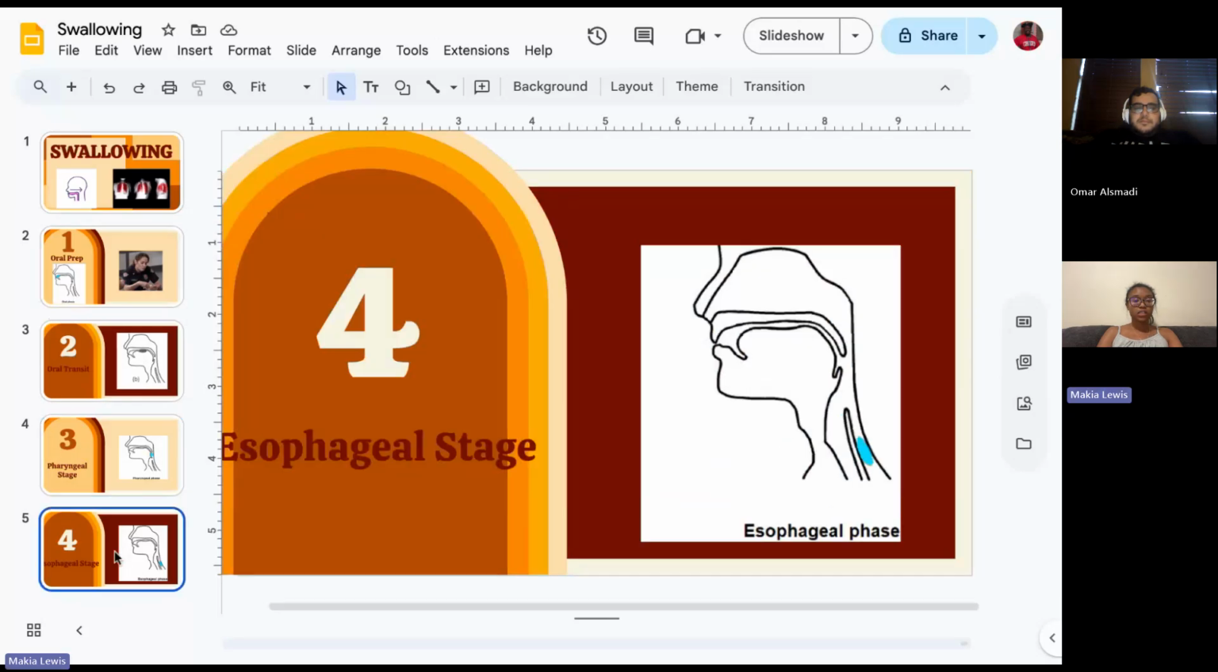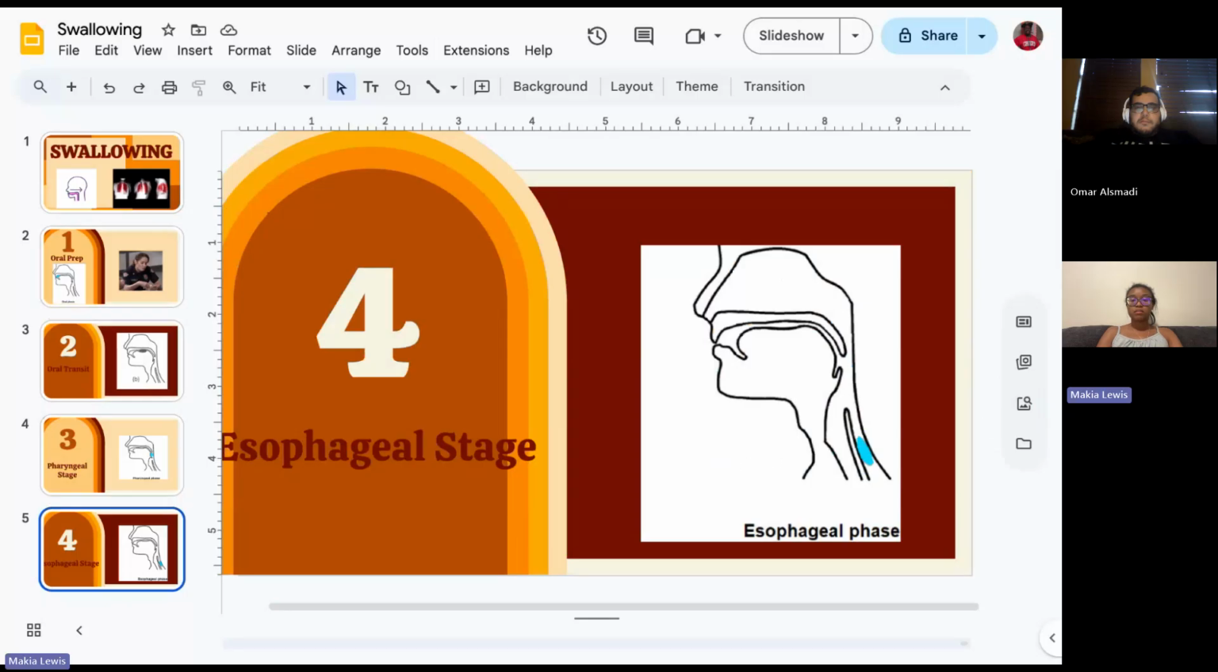All right, and then lastly, this is the esophageal phase, and this picture is showing where the food will be located as well. The esophageal stage is the final stage, and this is where the food moves through the esophagus. This stage has muscles that contract, which is called peristalsis, which is like a wave motion to move the food down. Lastly, the food passes through the upper and lower esophageal sphincters, which are muscles that open and close, and then the food moves into the stomach.